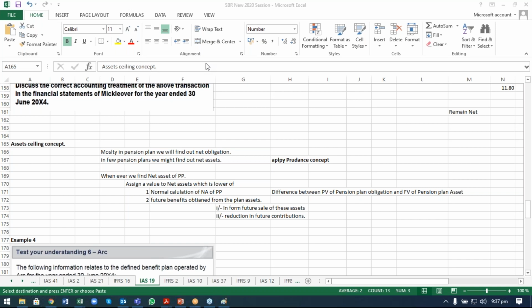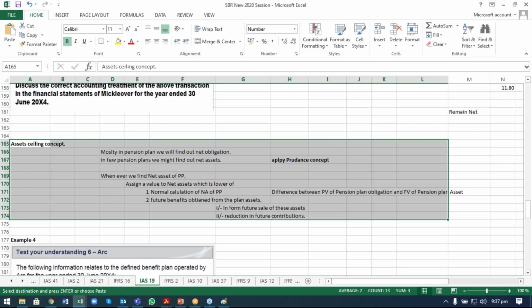Example of reduction in future contribution. It means whenever the pension plan moves forward in time, the pension plan obligation should have increased. But you already have additional assets available, so you're not supposed to pay anything into the pension plan in the form of contribution. So your contributions are reduced. You can make a simple calculation: the present value of future contributions that you expect you are not supposed to pay.